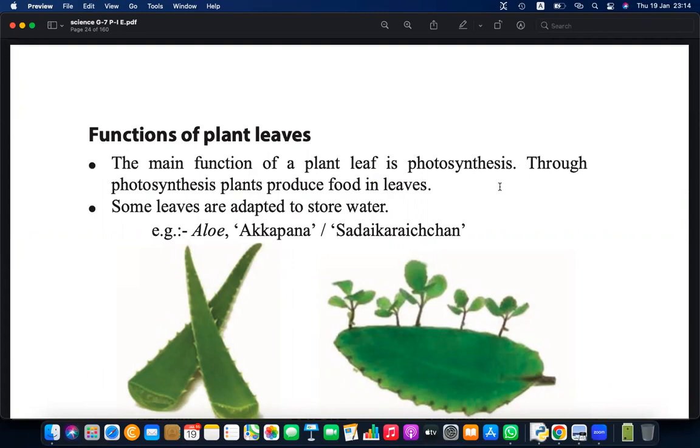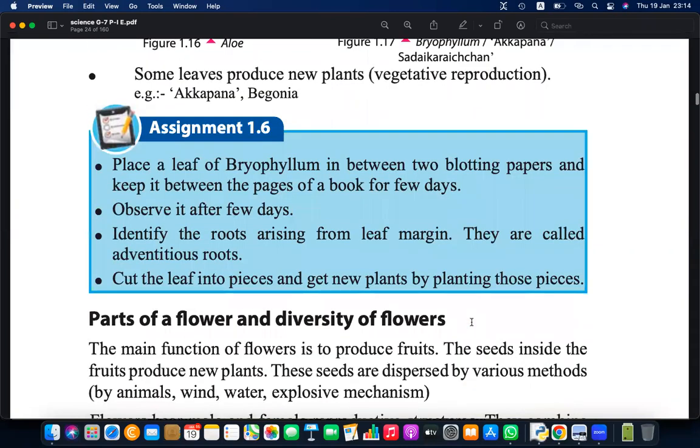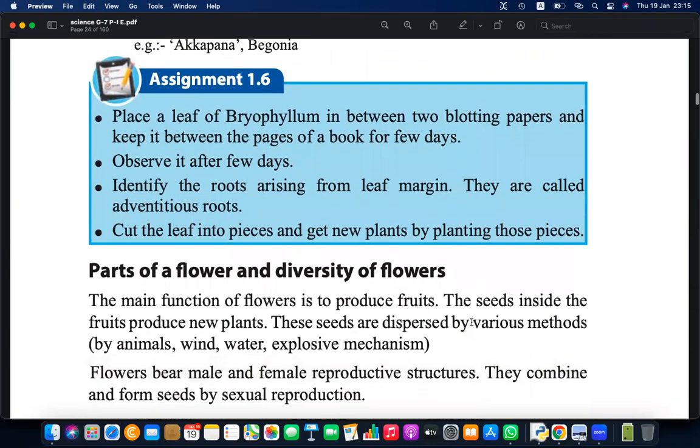Some leaves help in propagation. This akkapana, aloe-like thing, will store water in these leaves. Right? They are adapted to store water because they are in some extreme environment. But actually the leaves like akkapana can reproduce or propagate plants from its leaves. Even the snake plant can do the same.